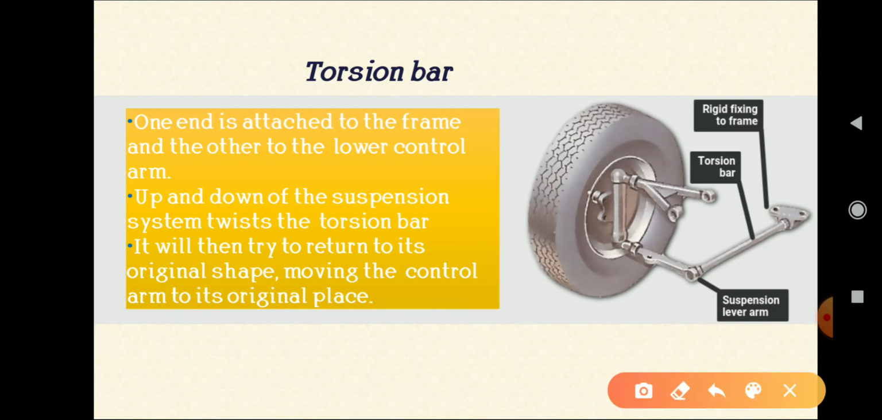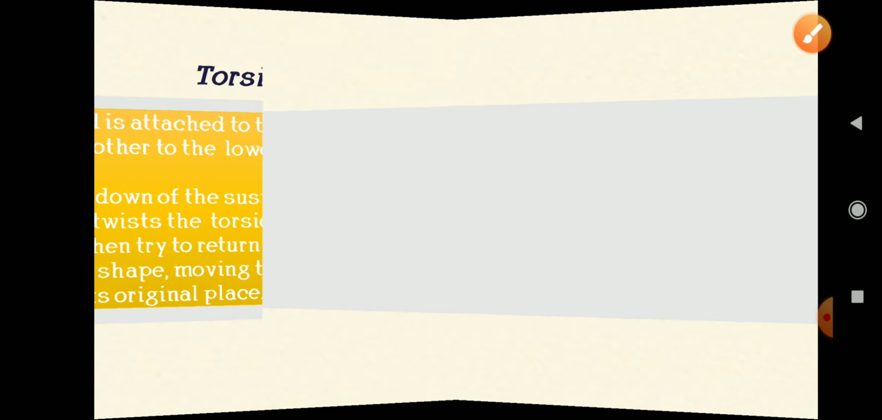In this figure, the torsion bar is shown with one end connected by rigid fixing to the frame and the other end connected to the suspension lever arm. Continuously there is up and down motion, so a twisting motion comes on the torsion bar, and the torsion bar tries to return to its original shape. That is the function of the torsion bar. So these are the basic components of the suspension system.